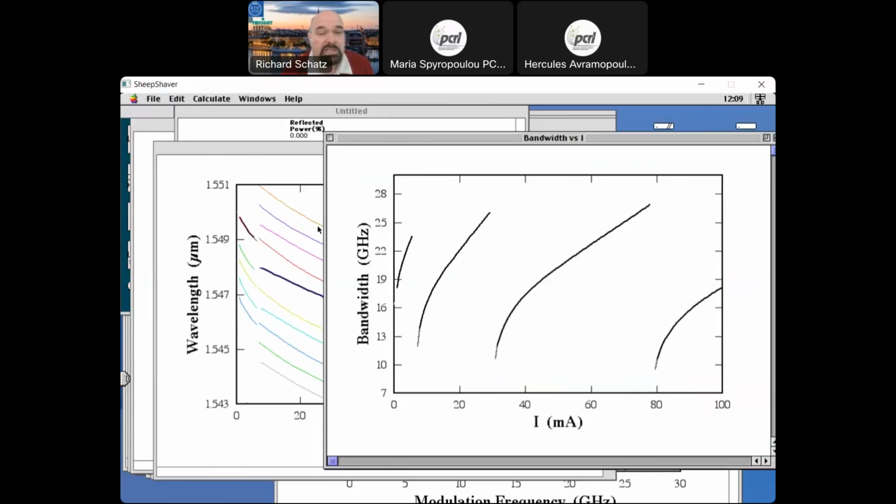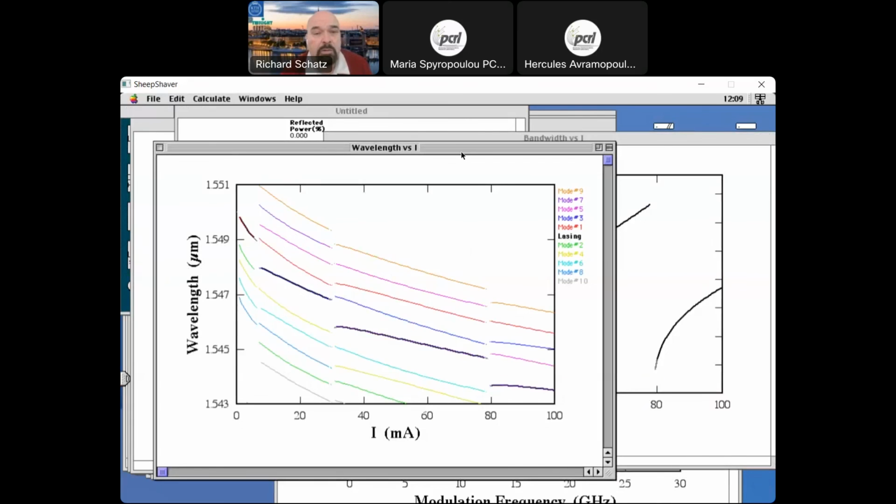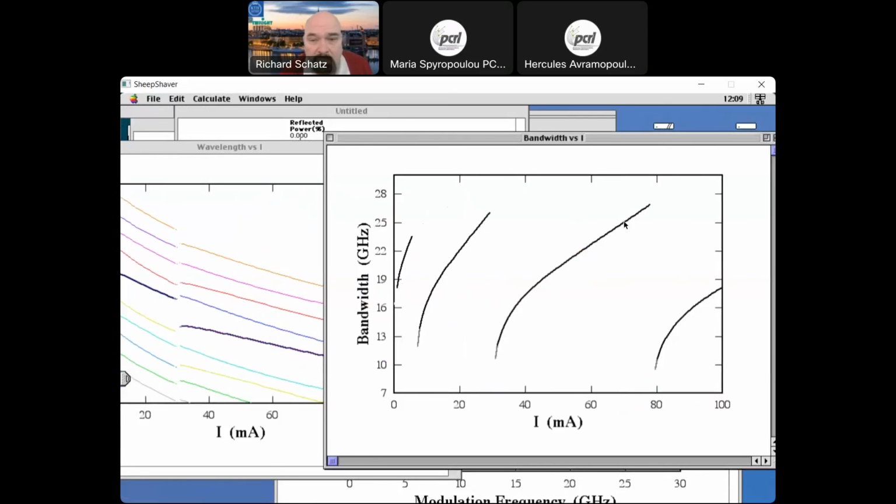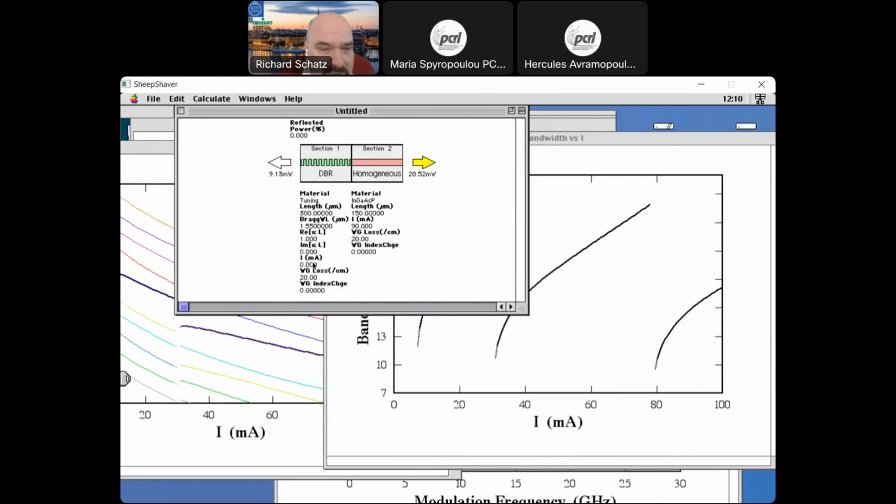And then you see the modulation bandwidth. When the laser is lasing just before the mode jumps, you get high modulation bandwidth if you compare these two curves. For instance, here we have a very nice modulation bandwidth. So we can put in maybe 26 milliamp in the passive section, and then we should have 25 gigahertz bandwidth instead. So I will put in 26 milliamp here in the passive section.